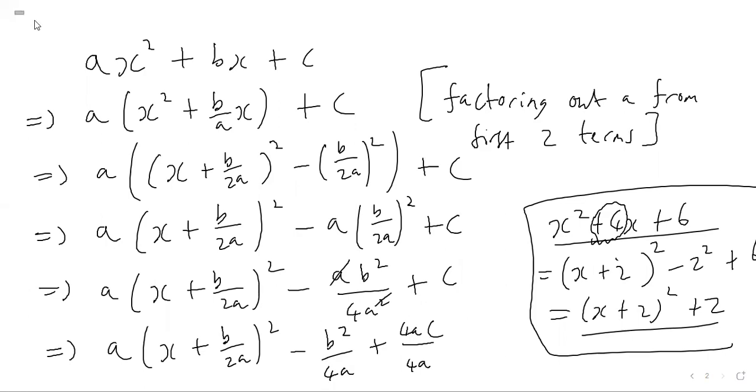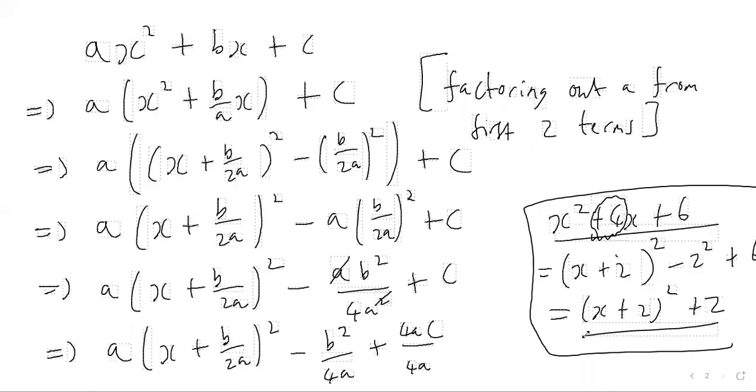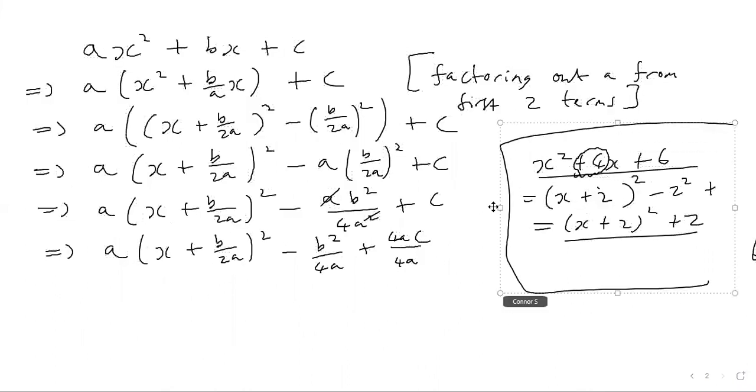And the whole point of doing that, as you'll see in a second when I make this writing smaller, the whole point of doing that is just so that we can tidy up our work a little bit. So we get a times x plus b over 2a all squared, and then subtract, well, actually, I'm going to write it in a different way.